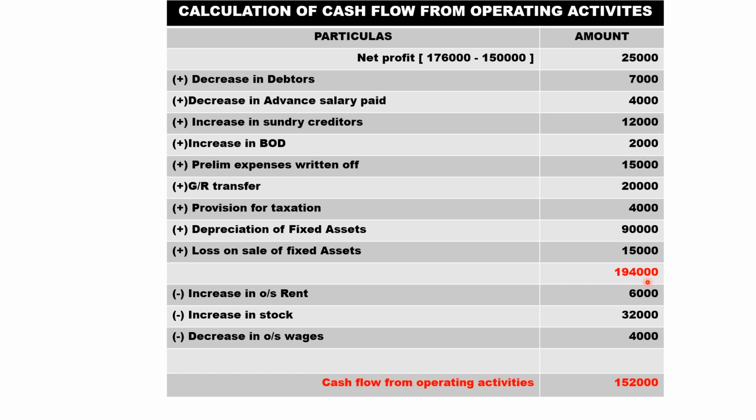Next, less increase in outstanding rent 6,000. Less increase in stock 32,000. Less decrease in outstanding wages 4,000. So students, you get an answer. Cash flow from operating activity 1,52,000.